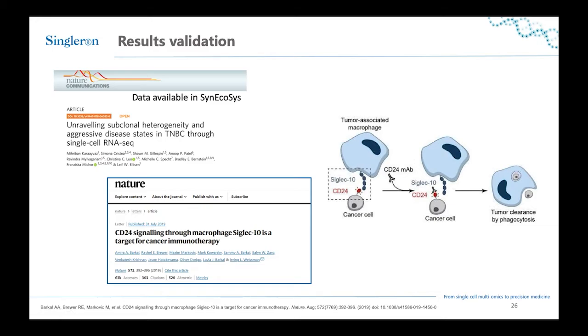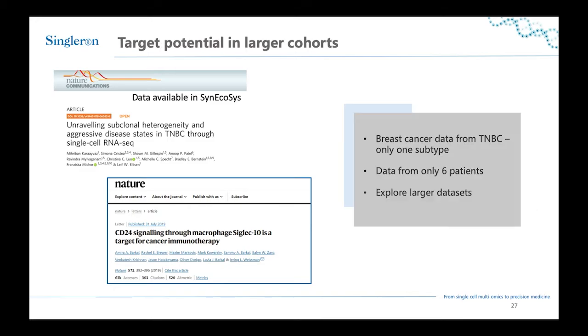And they did a lot of validation experiments. So this interaction is responsible for inhibiting tumor-associated phagocytosis. But the data that they explored only contains one subtype of breast cancer and data from only 6 patients. And as we know, cancers are all highly heterogeneous, so it's important to explore larger data sets.